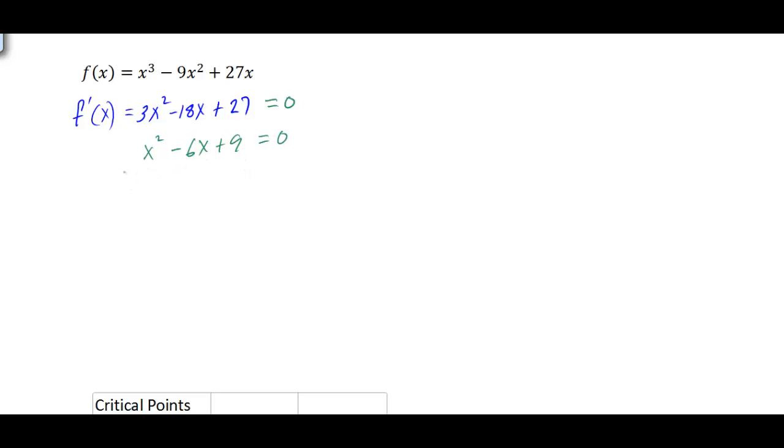So now that's going to make it easier to factor. You don't necessarily have to do that, but now when we go to factor, it's going to be a lot easier. So we have x times x, and it looks like 3 times 3 is our 9, and both are negative. So if we set each factor equal to 0, we're going to get x equals 3. So this here is our critical number.